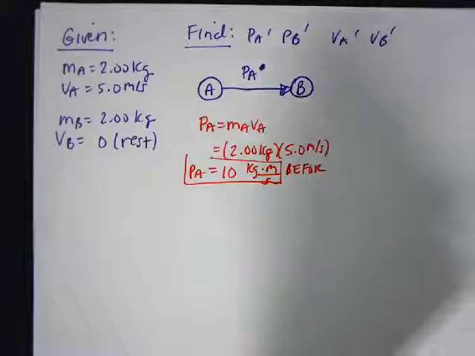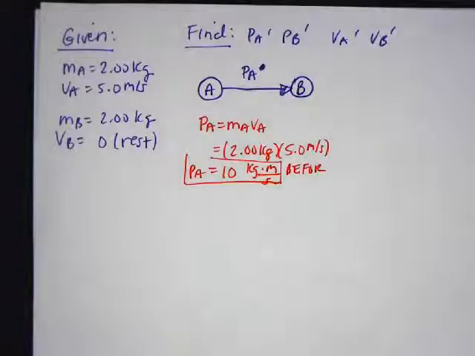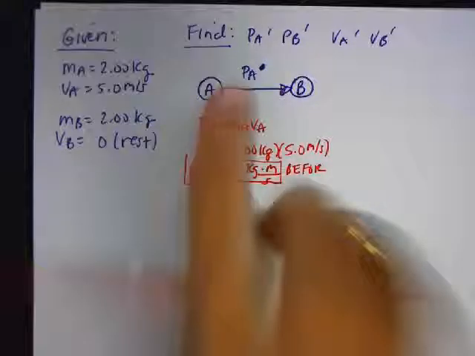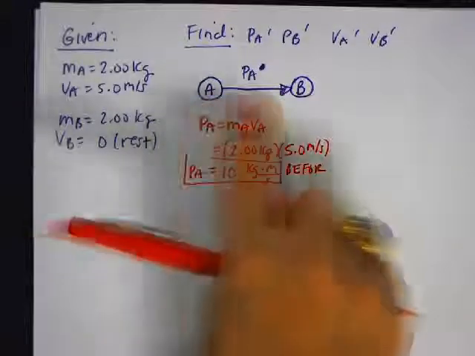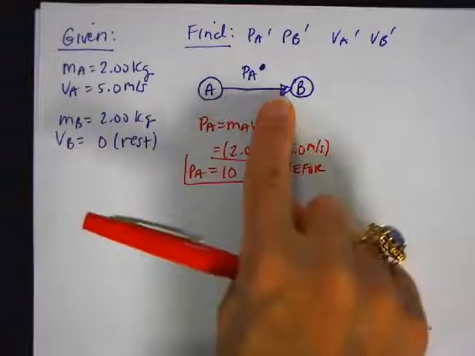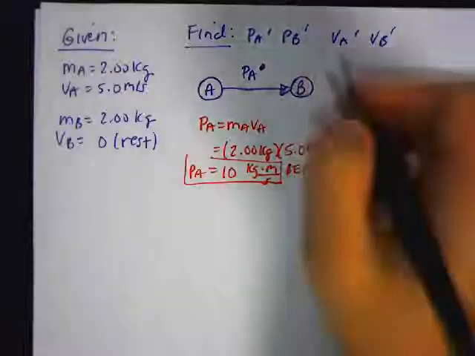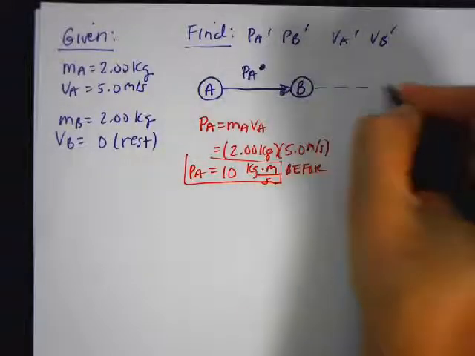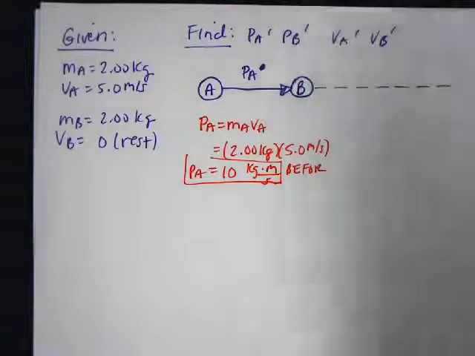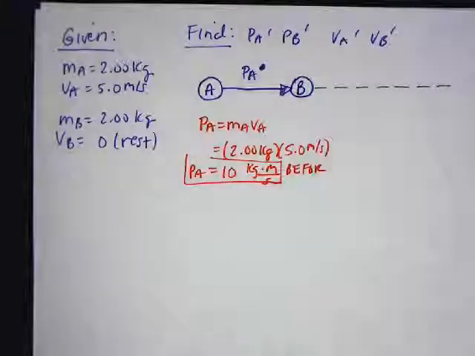Now, we need to have a frame of reference. So the frame of reference is going to be the original direction of ball A. So what I'm going to do is draw an imaginary line like this to show that's my frame of reference. It's kind of like the x-axis. So this is my frame of reference. Now I'm going to read the rest of the problem.